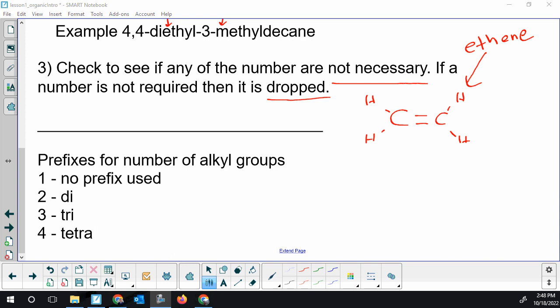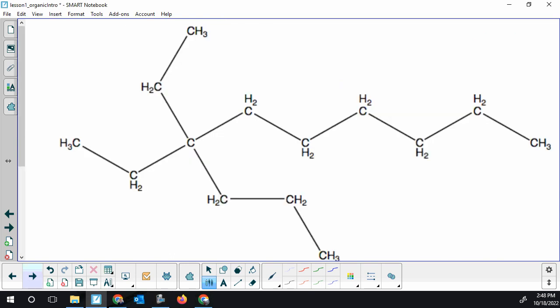Okay. So can we name the competition? Can we name that? Sure we can. We just have to follow the rules. What's the first rule? Where do we start? Longest chain. Okay. Find the longest chain.